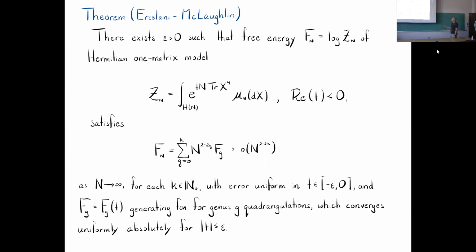Right? As long as you're inside minus e to the 0, so they actually extend analytically to a disk of radius epsilon. And they are the generating functions for genus g quadrangulations. Okay, they're absolutely summable. This is true. Epsilon known, is it, or any epsilon is true? No, this is actually epsilon is 1/12. Yeah, yeah. Okay.